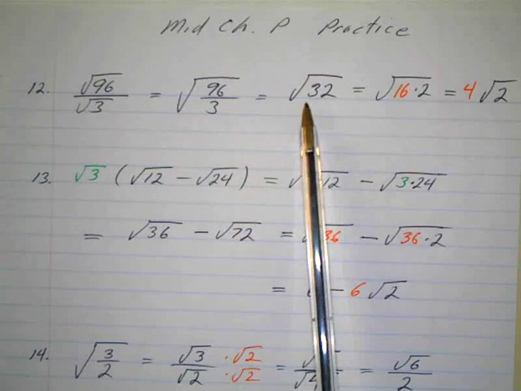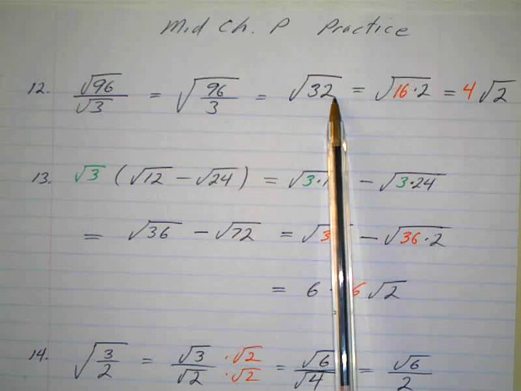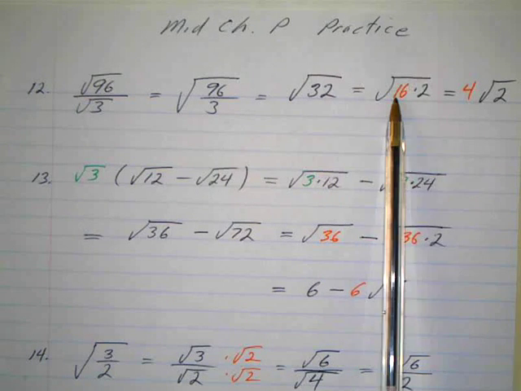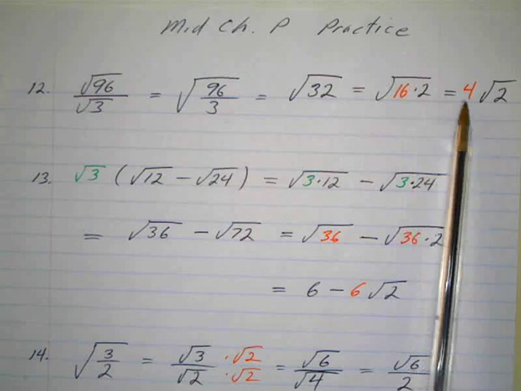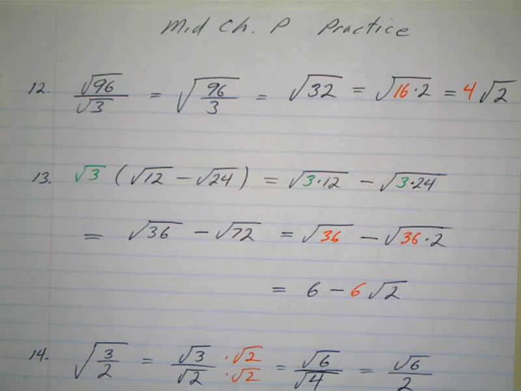And then this violates number 1. I've got a perfect square factor. The perfect square factor is 16. So I rewrite this as 16 times 2. What's the square root of 16? 4. So I got 4 times the square root of 2.